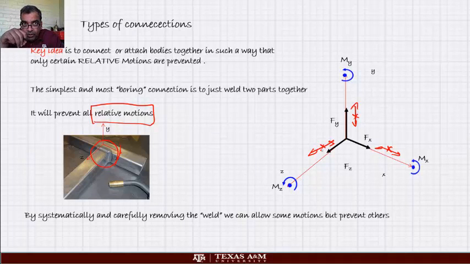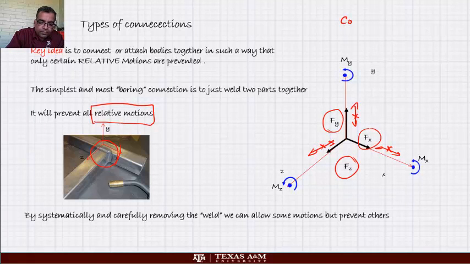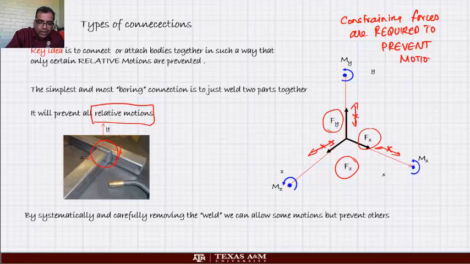How do we do that? How do we make sure that translations along x, y, z axis are not allowed? By applying constraining forces. So you notice that constraining forces are required to prevent motion. In one sense, this is opposite to how we think about forces. We think forces are required to cause things to accelerate, right? But constraining forces are required to prevent things from accelerating, to prevent things from moving.